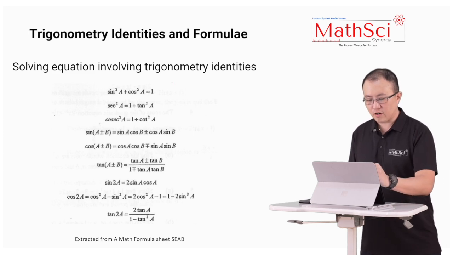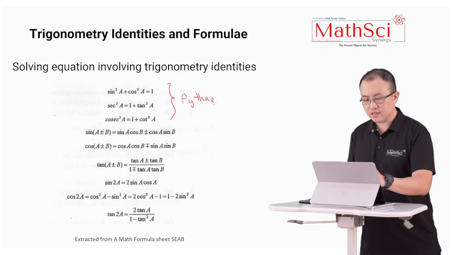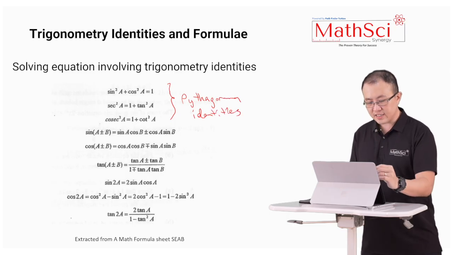So starting off from this part, this is the Pythagorean identity. Then the second one is the addition formula, this part.